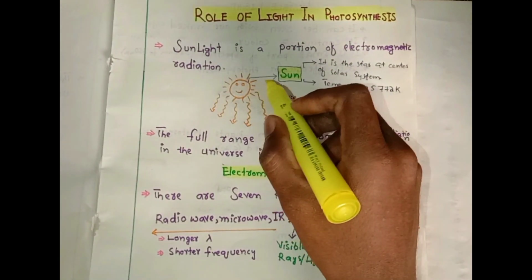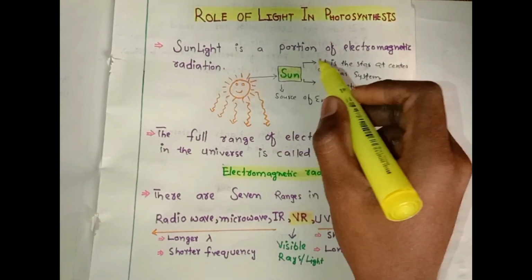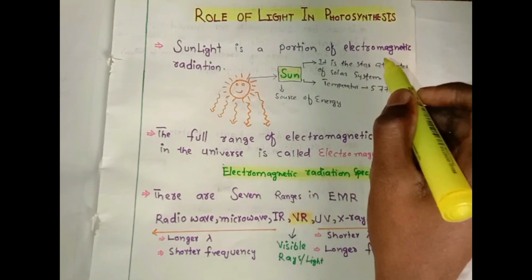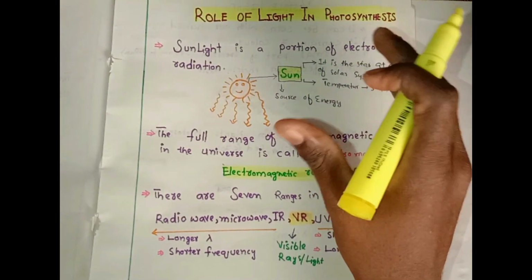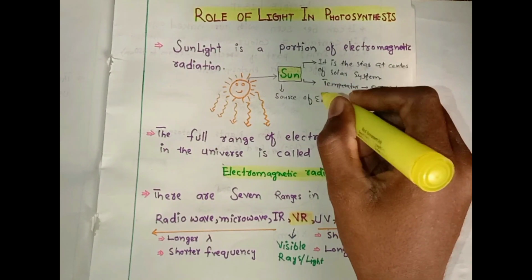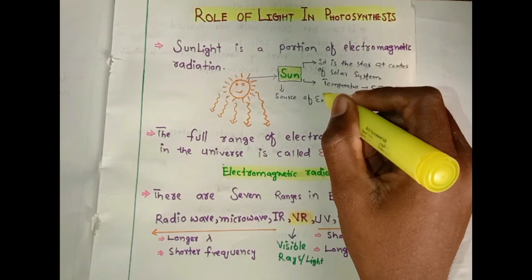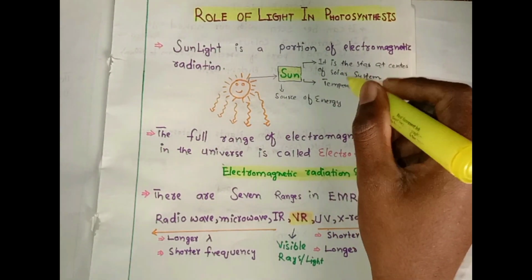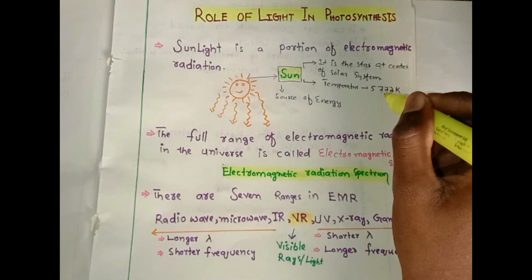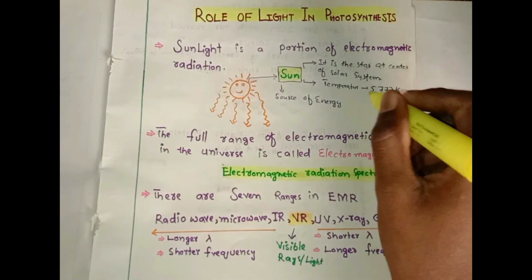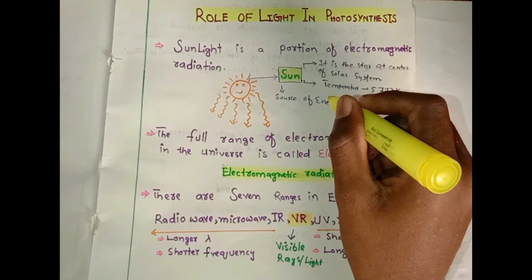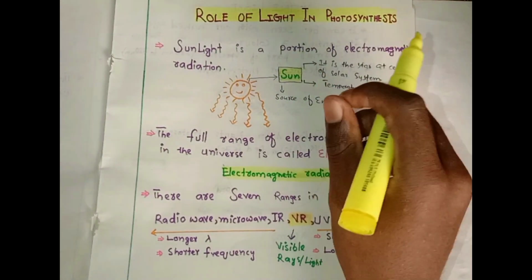Here the source of energy is the sun. What is the sun? The sun is a star at the center of the solar system. All the planets revolve around the sun. Its temperature is about 5772 Kelvin, and we can say that the sun is a source of energy. So this is about sunlight.